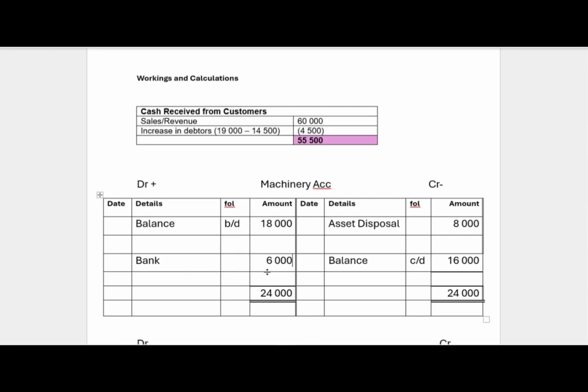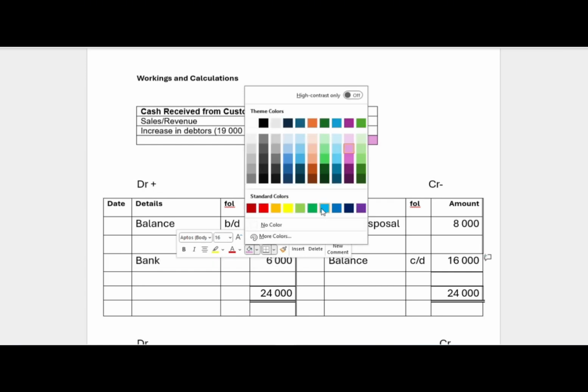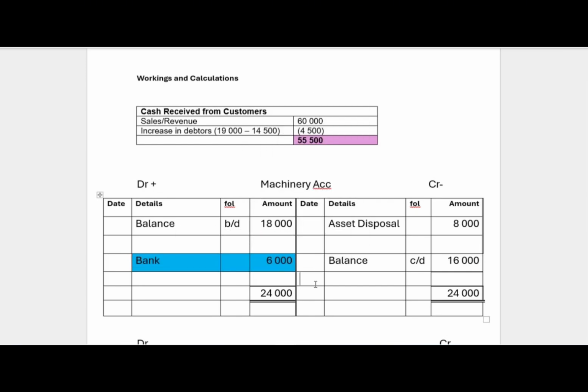And then this 6,000 is the one that is going to go to the cash flow, as a replacement of plant and machinery. So you're going to go to the cash flow under investing activities and say proceeds from sales of plant and machinery, right?